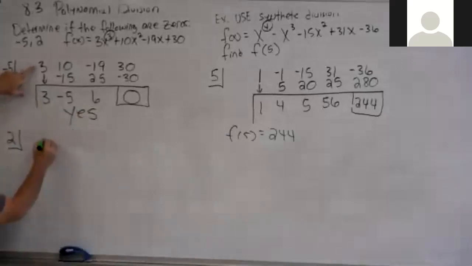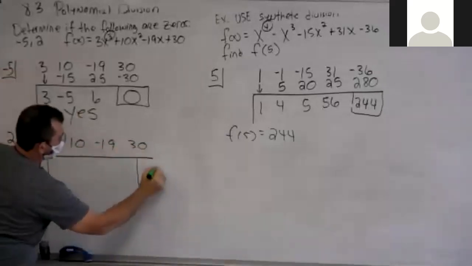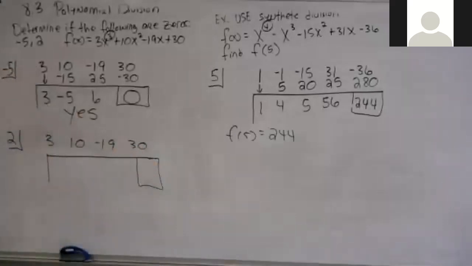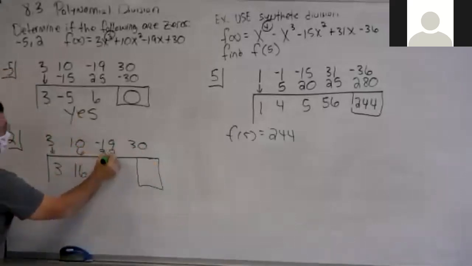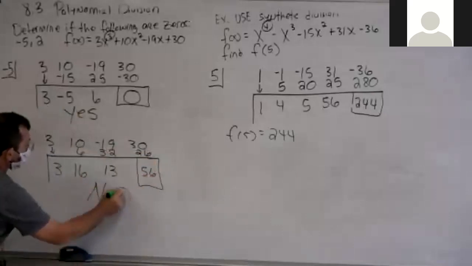Now, I'll write the same coefficients, which is a 3, 10, -19, and a 30. I'm going to do the same thing, bring that first number down. So that 3 comes all the way down. And then we just start multiplying and adding. So 3 times 2 is 6. 10 plus 6 is 16. 16 times 2 is 32. 32 minus 19, that's like 13. 13 times 2 is what, 26? So that's going to give me what, 56? 56 is not a zero, so this number is not a zero, and you would put no.